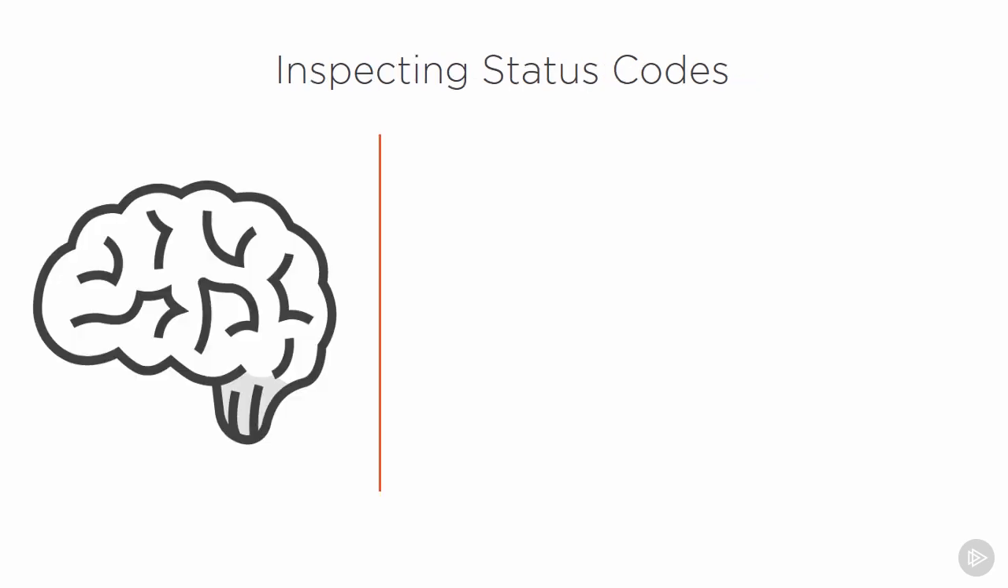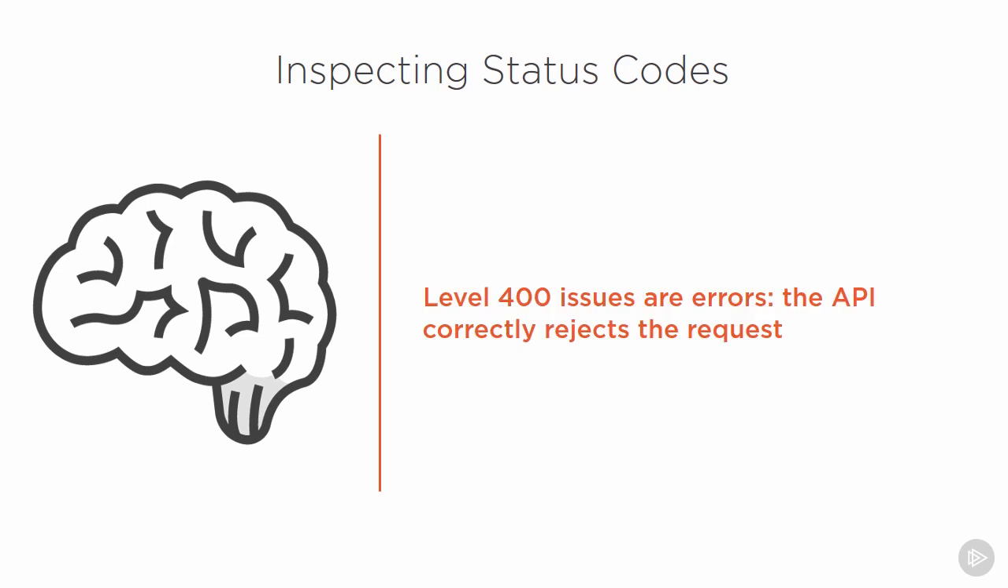Problems in the 400 range are categorized as errors. The consumer of the API passes invalid data to the API, and the API correctly rejects the request. Examples include invalid credentials, incorrect parameters, invalid content, and so on.